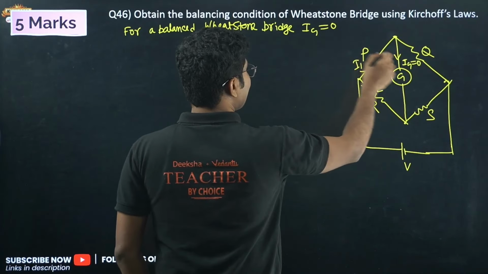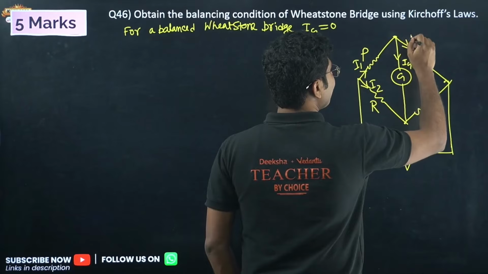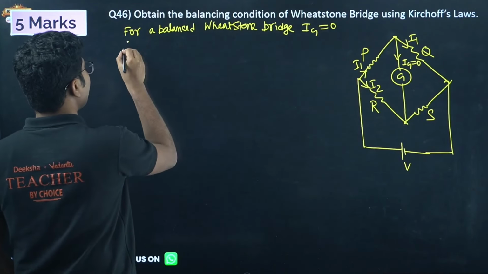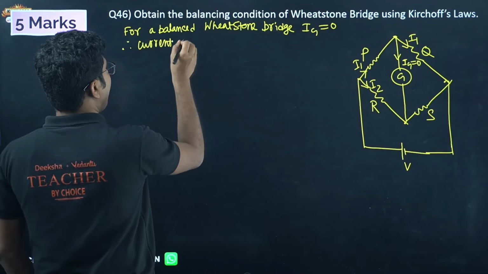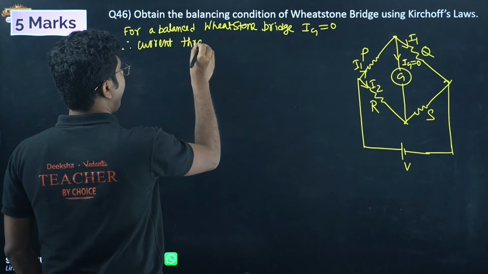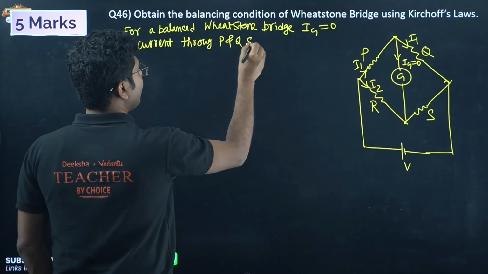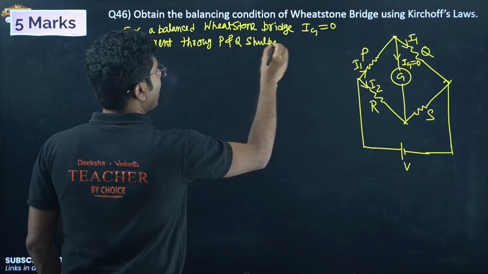Now Ig equals 0, so whatever current I1 is passing through this, the current through P and Q should be same. So therefore the current through P and Q should be same.